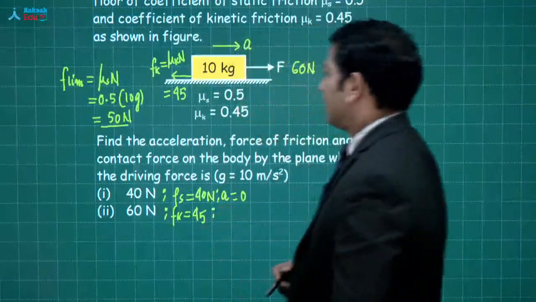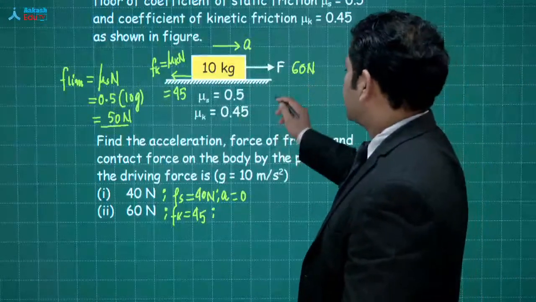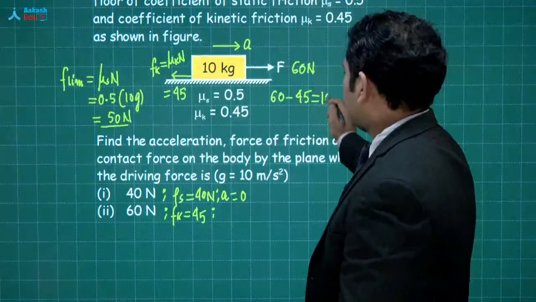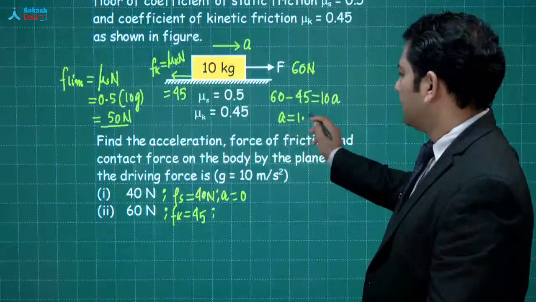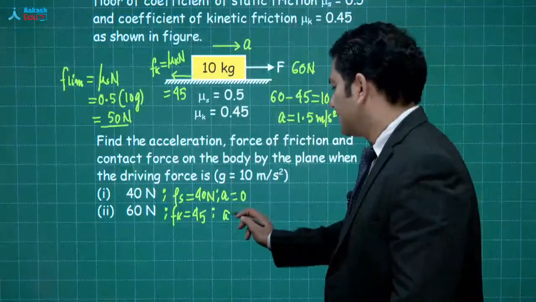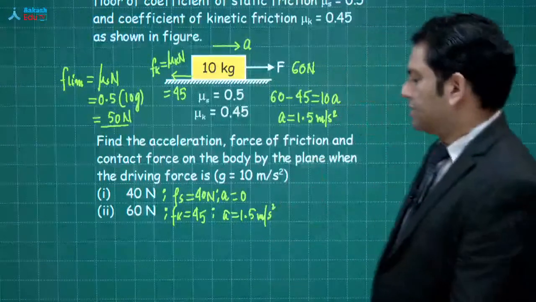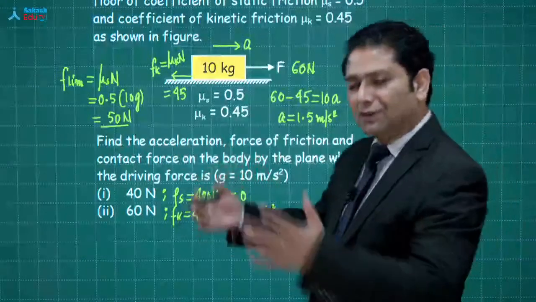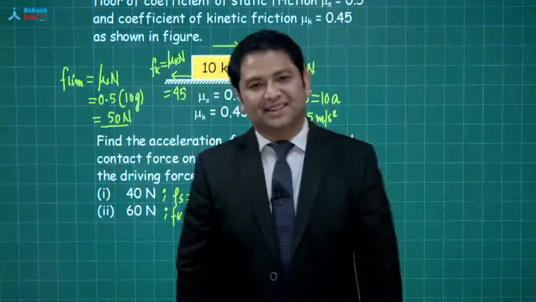Now we will find the acceleration. Let's calculate that acceleration. To find that acceleration is not a problem. 60 minus 45 is mass multiplied by acceleration. So the value of acceleration will come out to be 1.5 meter per second square. And we are done. Now look, you would fall in love with static friction and eventually you'll fall in love with physics.